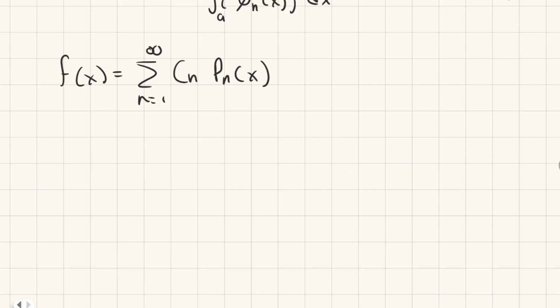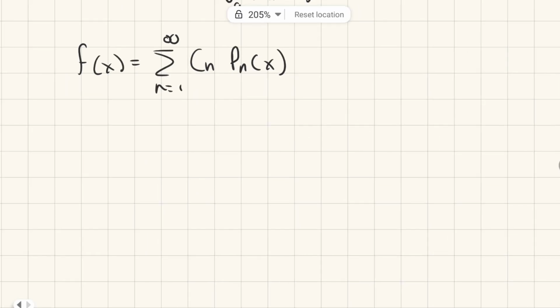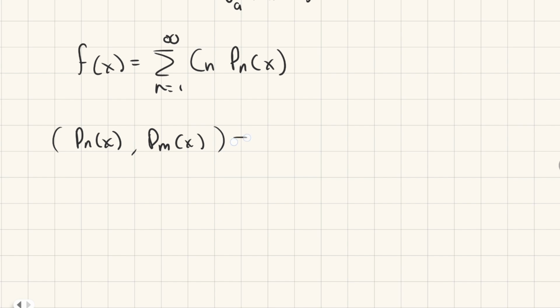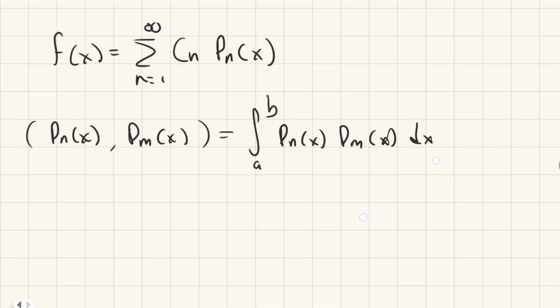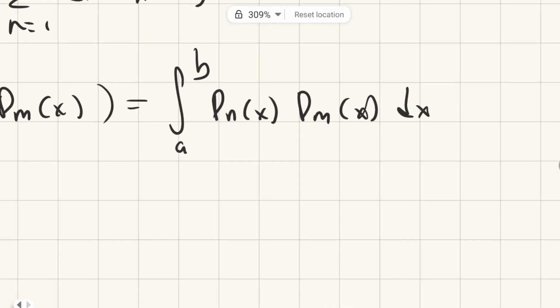On the previous lesson, we showed that Legendre polynomials are orthogonal, and that means that, for example, if we take the inner product of p sub n of x and p sub m of x, this is the integral from a to b of p sub n of x, p sub m of x dx. And recall that the interval of definition of the Legendre polynomials and its orthogonality property is going to be from -1 to 1. That's important.